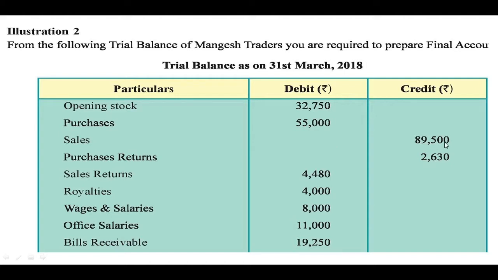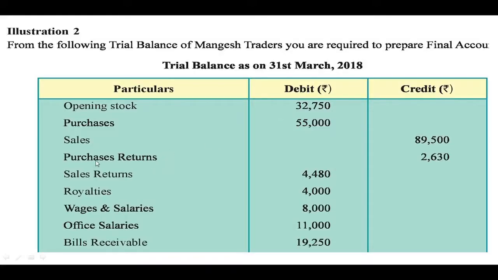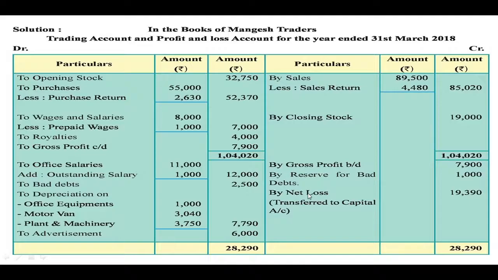Then next is sales, 89,500. Sales is recorded on the credit side of the trading account, and if sales return is given, you have to subtract it from sales. So here sales return is also given. So these two items will be recorded on the credit side by sales, inner column 89,500 less sales return 4,480. So outer column 85,020. Then next, royalty. Royalty is a direct expenditure which is recorded on the debit side of the trading account. So here royalty is recorded in the outer column, because there is no adjustment on royalty.